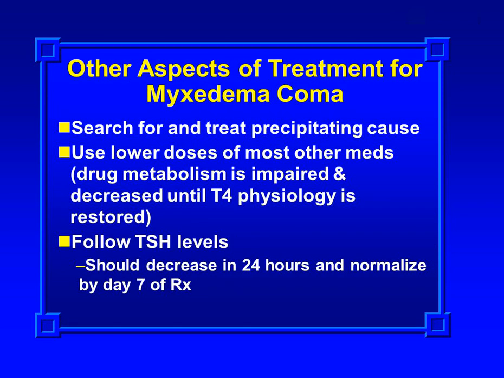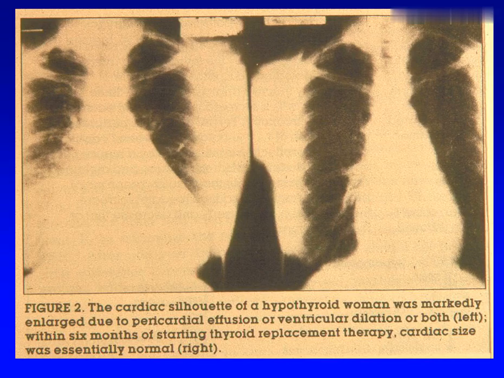Other aspects of treatment for myxedema coma. Search for and treat precipitating cause. Use lower doses of most other meds. Drug metabolism is impaired and decreased until T4 physiology is restored. Follow TSH levels. Should decrease in 24 hours and normalize by day 7 of treatment.